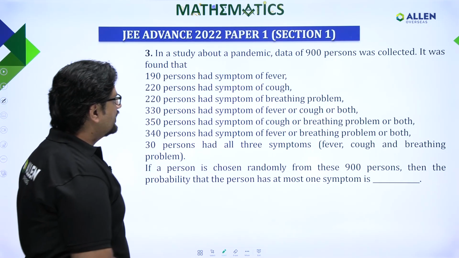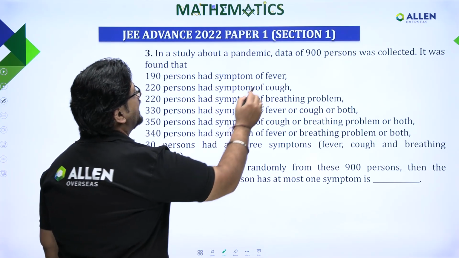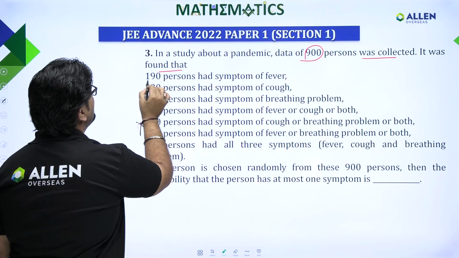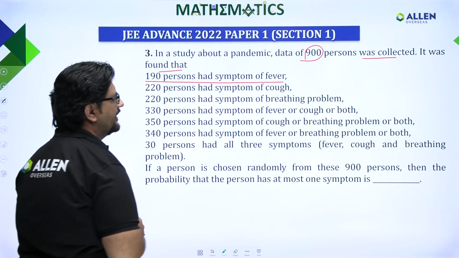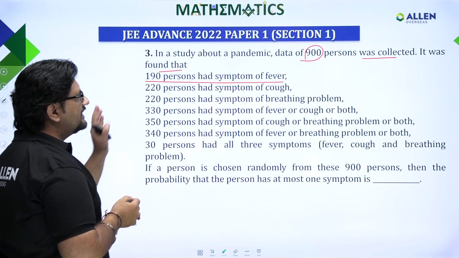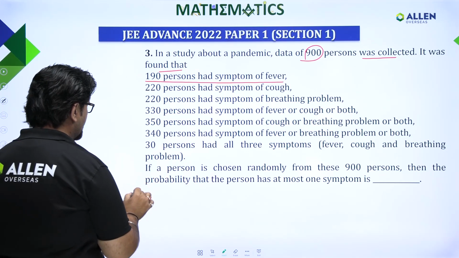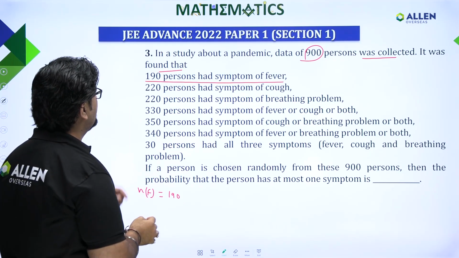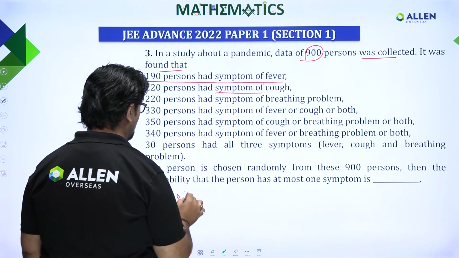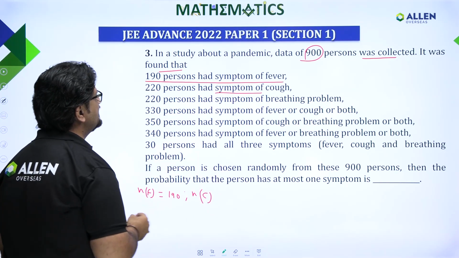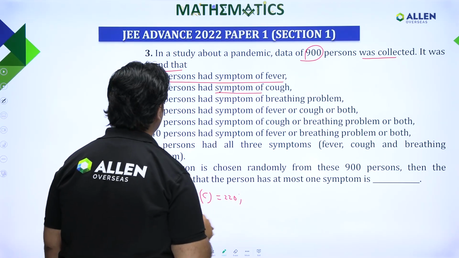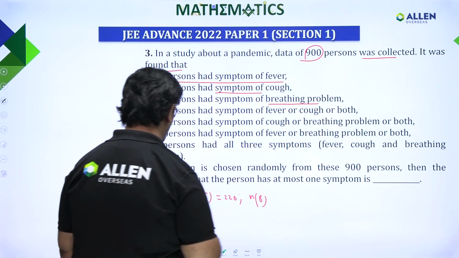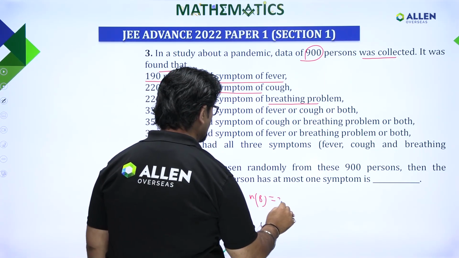In a study about a pandemic, data of 900 persons was collected. So, we are writing the data while reading the question, my dear. Number of persons having the fever, n(F), equals 190, given to us in the question. Now, read next. Number of persons with the symptom of cough, n(C), is, my dear, 220. Number of persons having breathing problem, I am writing it as B, breathing. This is 220 again, given to us, my dear.